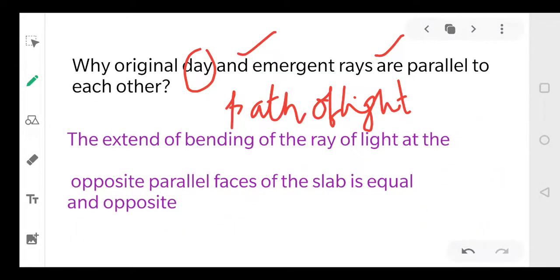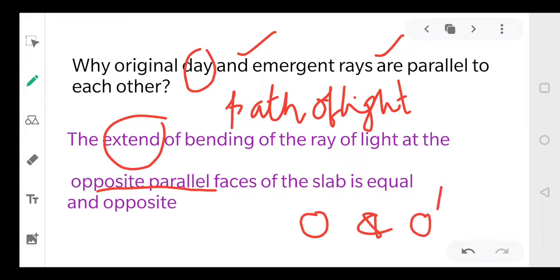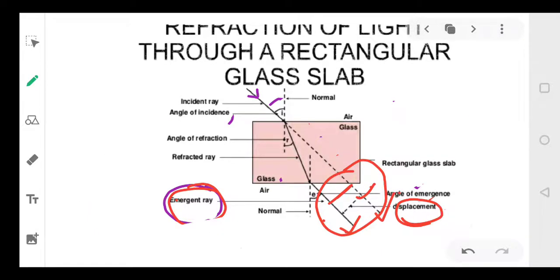Why are they coming parallel to each other? The answer is the extent of bending of the light ray at the opposite parallel faces, that is at O and O dash of the glass slab, is equal and opposite. That is why these two rays will be coming parallel to each other.